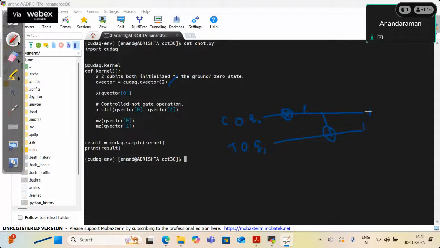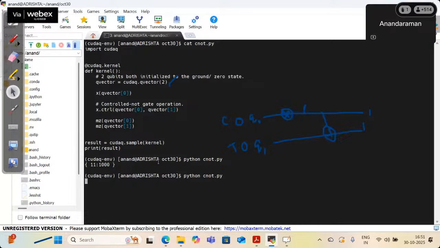Understood? The output is 1 1. That's what we are getting. If you run this program, the output is Python CNOT. Always you will get 1 1 only. We are getting 1 1 for 1000 shots. If you run it any time, the output is 1 1. You understood how it is coming?